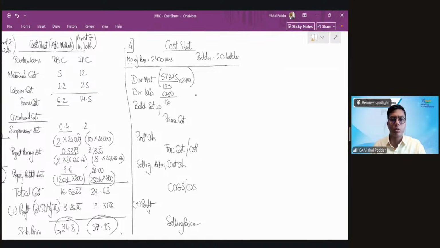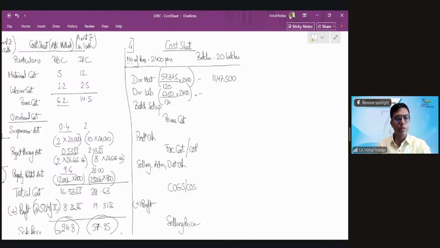So these are to be converted from 120 pence to 2400 pence, correct? So how much it will be? 57375 divided by 120 multiplied by 2400. So it comes to 11,47,500. Correct, students?